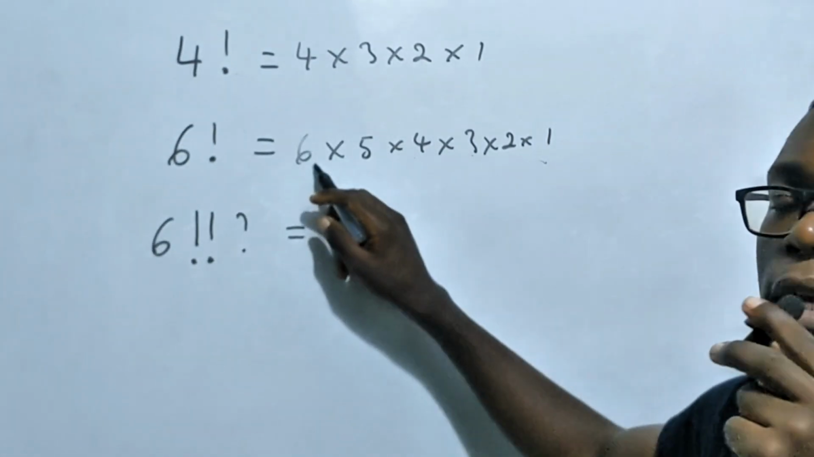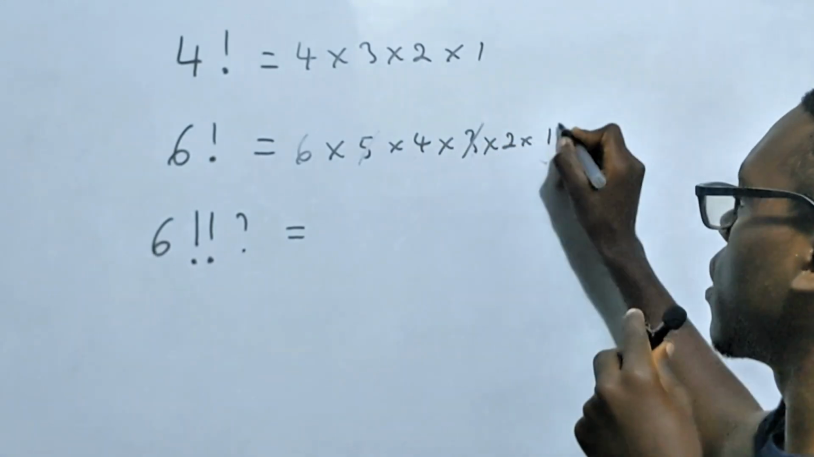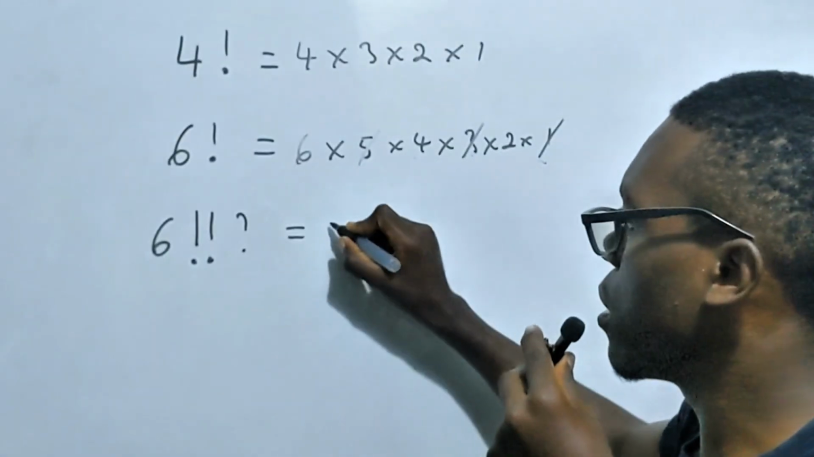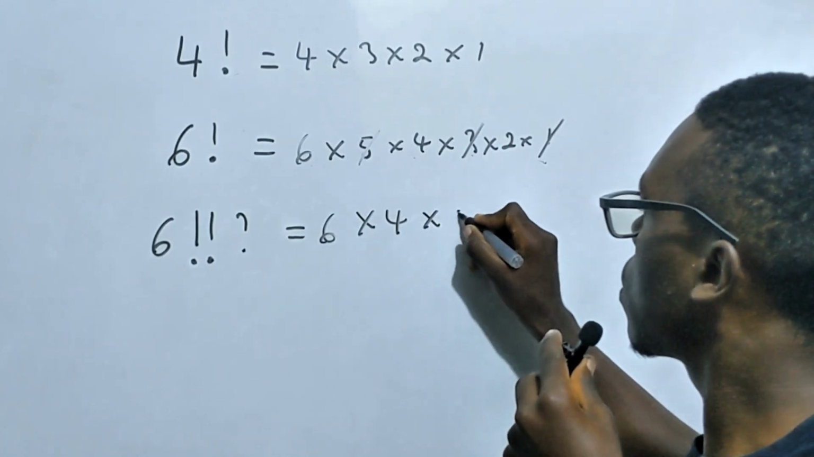Hence, the answer will be what? 6 times 4 times 2. That is equal to what? 6 times 4 is 24, times 2. That is equal to 48.